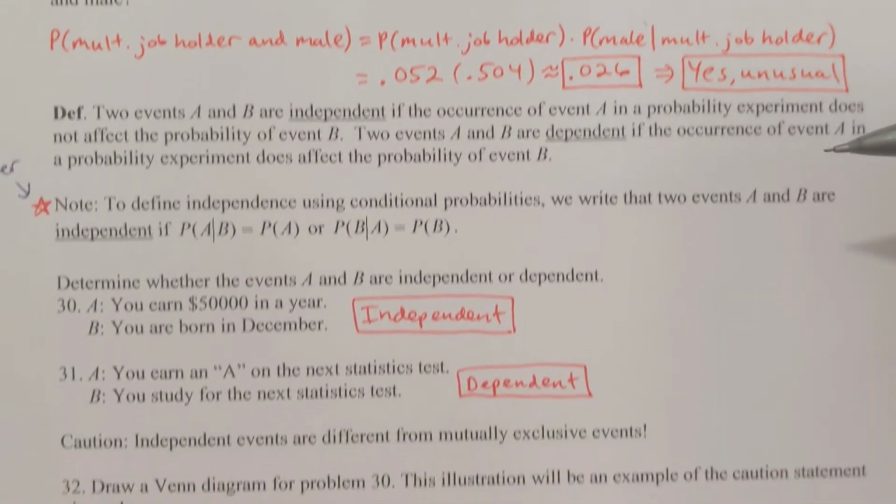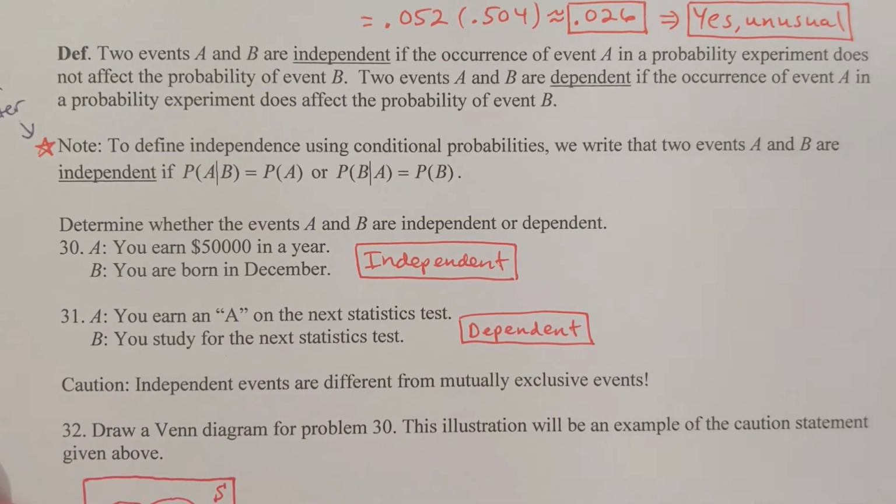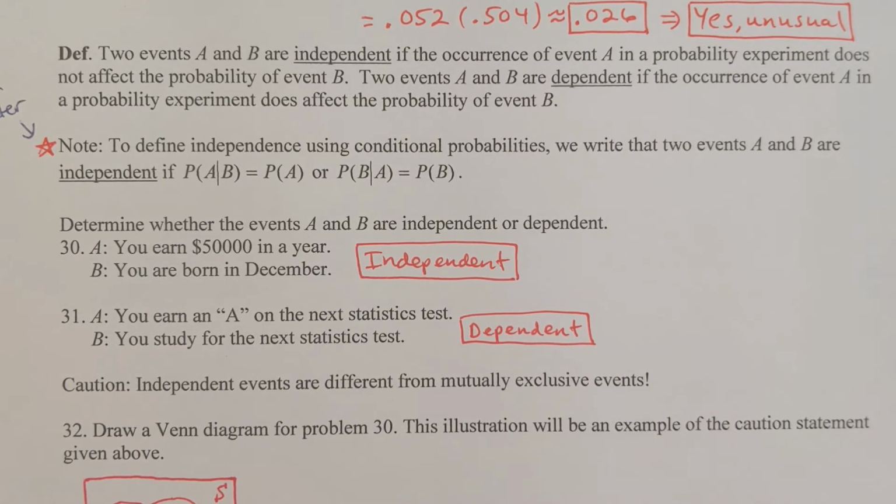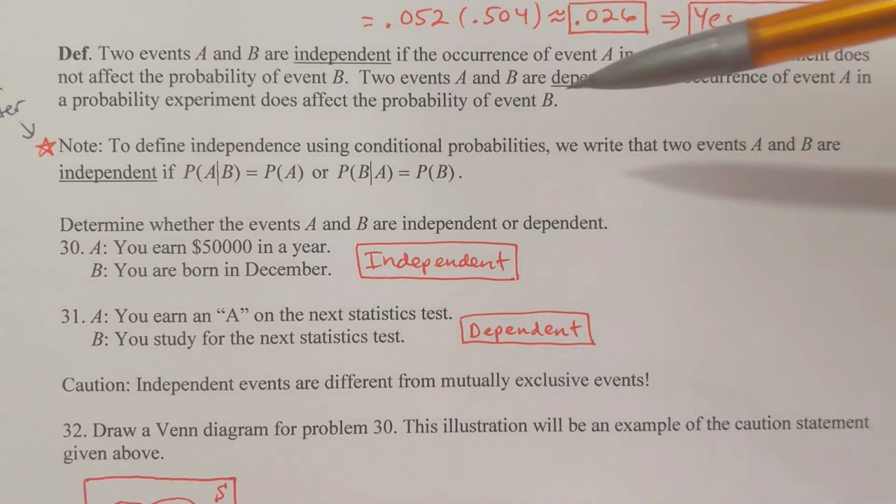One of the terms that we'll need to know here is called independent events. It says that two events A and B are independent if the occurrence of event A in a probability experiment does not affect the probability of B. Two events A and B are dependent if the occurrence of A does affect the probability of B.